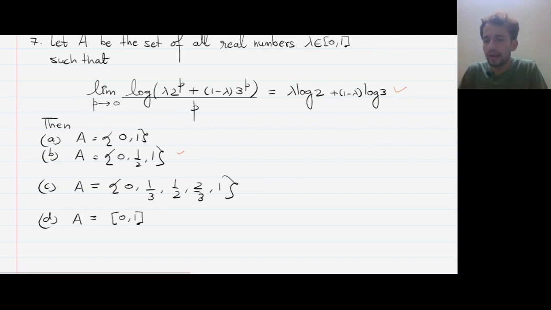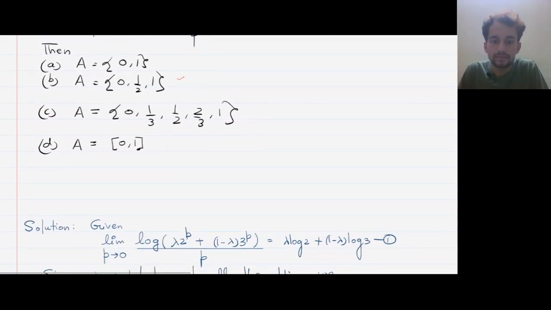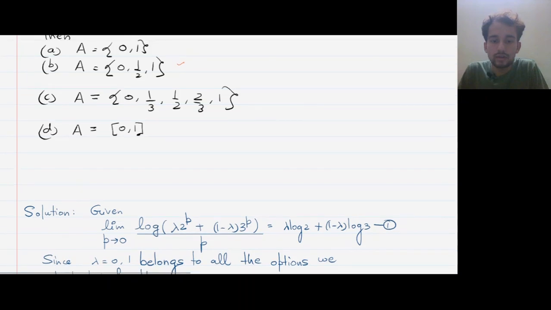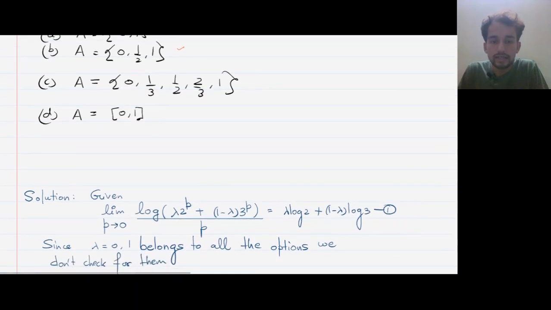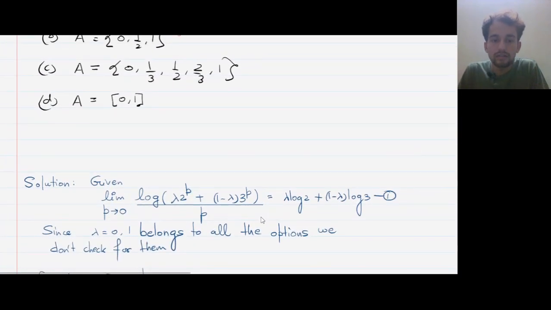So let's move ahead and try to understand how we solve this problem. It's a very interesting and easy problem again. Try to see this one by one. We are given an expression which I call equation 1. As I have just explained above, lambda equals 0 and 1 belong to all the options, so we don't check for them.